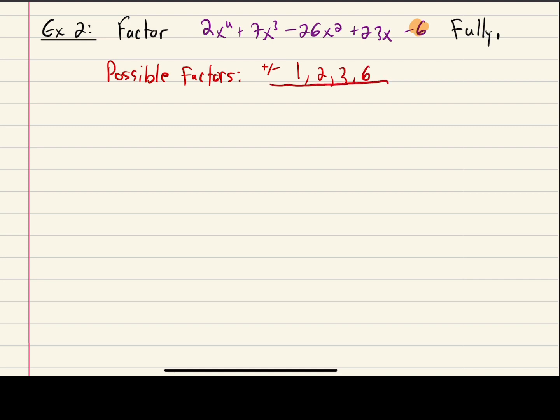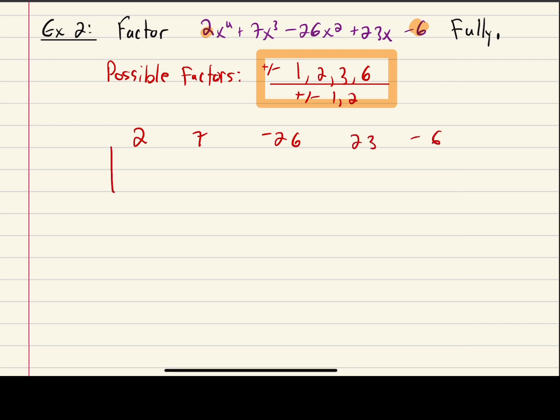Those would all be factors of -6. And then over the factors of the first term, which in this case would be 2. So that'd be plus or minus 1 over 2. And so essentially, we're going to test all the factors that encompass this over here. So what I do is I'm going to put the coefficients, as we have done previously, over here and write a divisor sign.